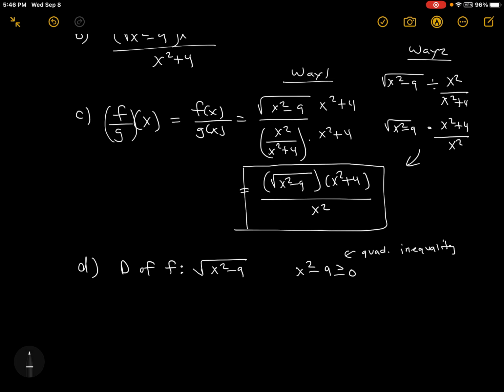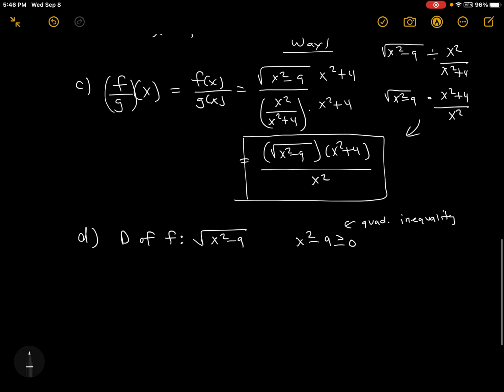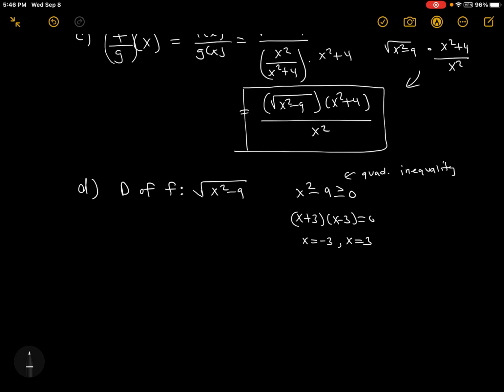So I'm going to briefly get the x-intercepts in a quadratic inequality. x is equal to -3, x is equal to +3, right? And you could test on the number line. But you know what? That takes way too much time. I'm just going to sketch this. This is a parabola.